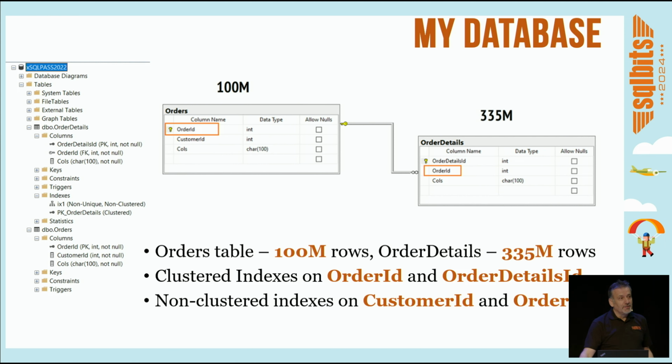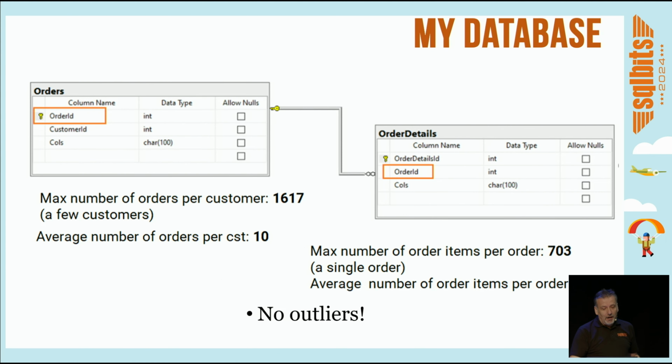My database contains only 2 tables. The Orders table has 100 million rows. Order details has 335 million rows. I do not have outliers. I know about indexes. I have indexed everything. So I have a clustered index. I have a non-clustered index on order ID for columns where I plan to join. I know everything about indexes, so I'm fine with that.